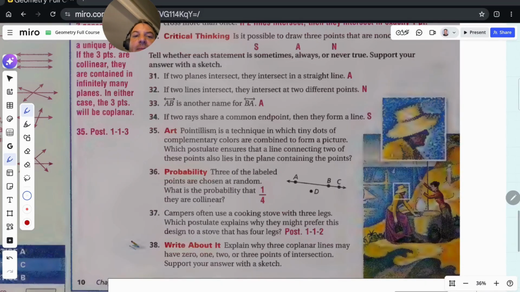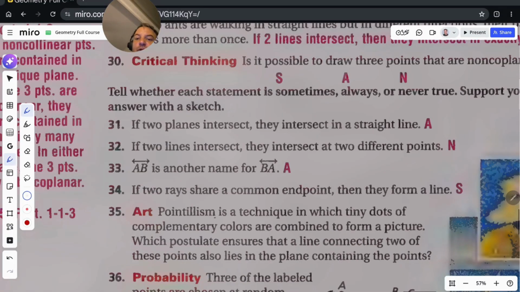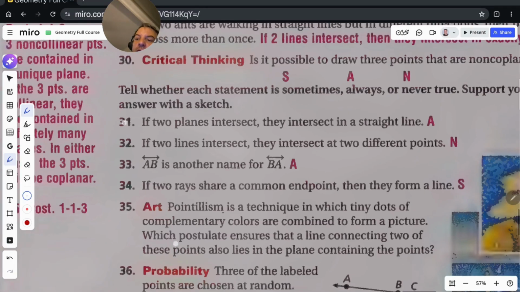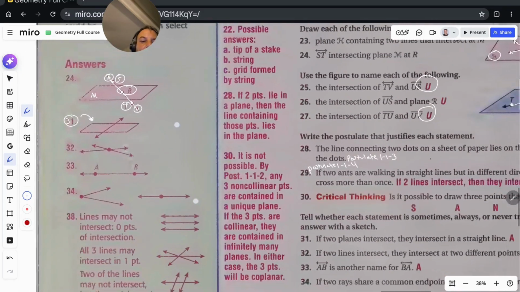Tell whether each statement is sometimes, always, or never true. Support your answer with a sketch. So let's begin with 31. If 2 planes intersect, they intersect in a straight line. All right, so this is exactly postulate 115. Whenever 2 planes intersect, they intersect in exactly one straight line every time. So the answer is always. Let's take a look at our sketch for 31. And on this one, we really could have drawn 2 parallelograms crossing each other with a dashed line where they meet, which was the same as example 4, part B, or this will work as well. But the answer is always.